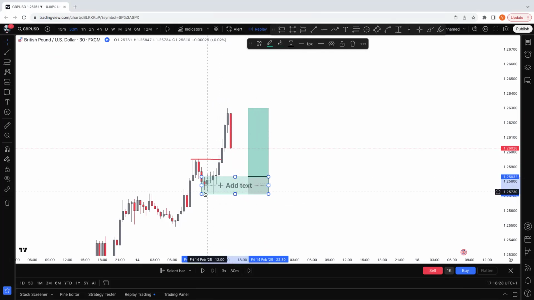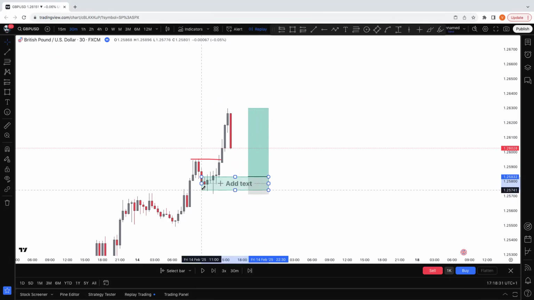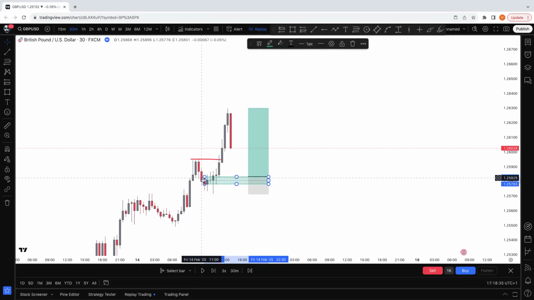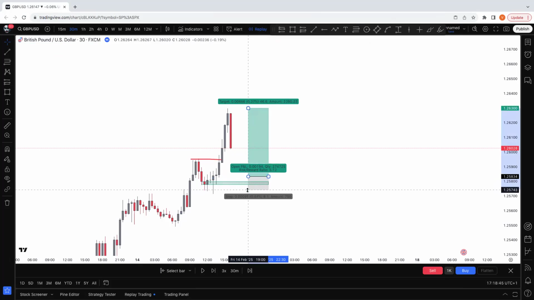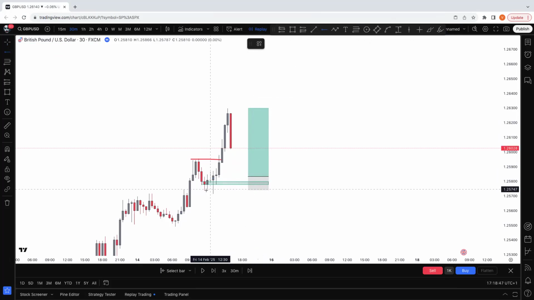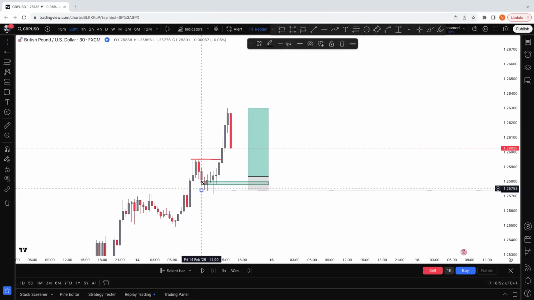Now, the next type of entry is the body of the candle, just the body of the candle, placing your entry on the body of the candle, right? This is the body of the candle, and then your stop loss at the end of the candle. So this is the end of our candle. Let me just mark it out. This is the end of the candle, and this is the body of the candle.